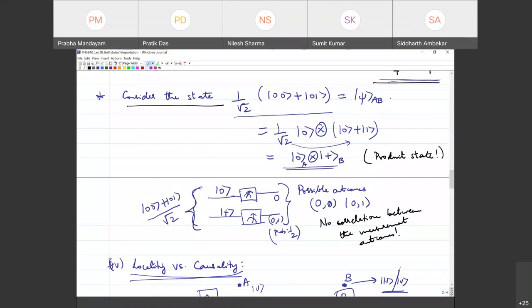So, ma'am, if the mathematical description of the state is provided, then also we can say whether the state is maximally entangled or not, or if they are correlated or anti-correlated or not. This is only possible if the mathematical description of the state is provided, right?